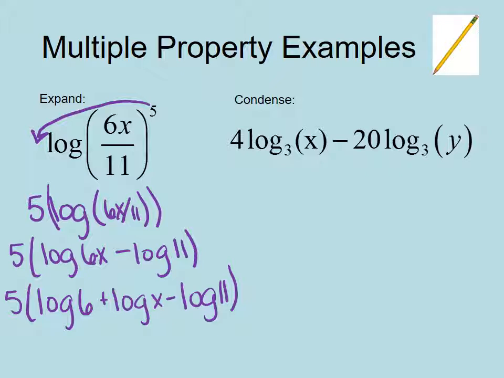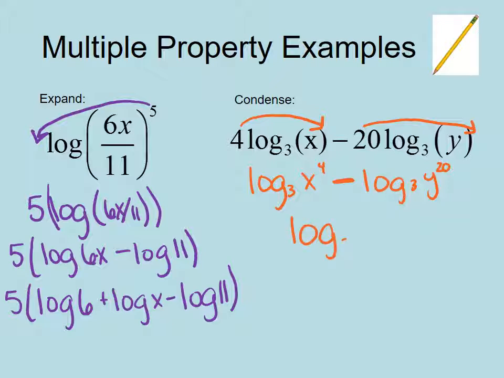Let's look at condensing. First thing is the numbers out front become exponents. So this becomes log base 3 of x to the 4th minus log base 3 of y to the 20th. Next, I am subtracting these logs. Therefore, that's going to convert to dividing. So x to the 4th goes on top, y to the 20th goes on bottom. Since it's a fraction, let's show that all of that is together. So in condensing, I should have no multiples out front, no subtracting, and no adding remaining.